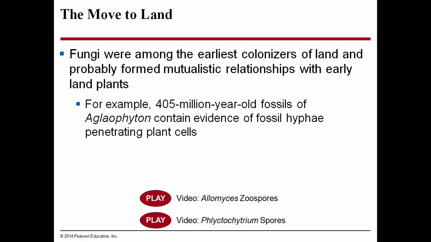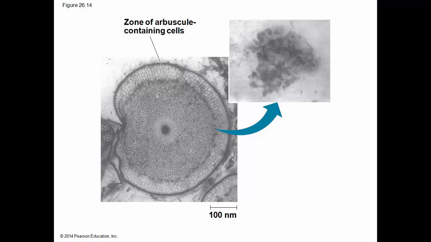Fungi were among the earliest colonizers of land and probably formed mutualistic relationships with early land plants. For example, the 405 million year old fossils of Aglaophyton contain evidence of fossil hyphae penetrating cells. This is a plant that looked kind of like Cooksonia. It is, and you can see in these fossil structures, in these fossil root cells, they show evidence of arbuscular mycorrhizae.